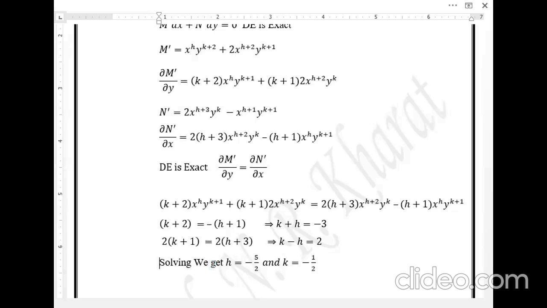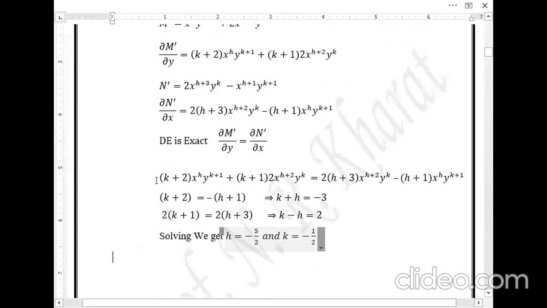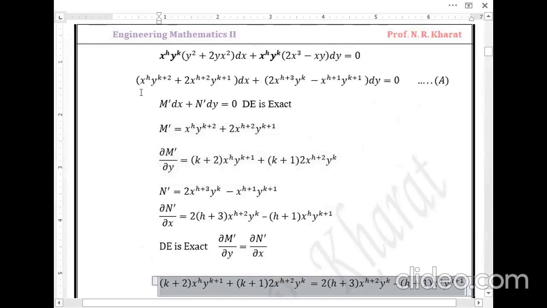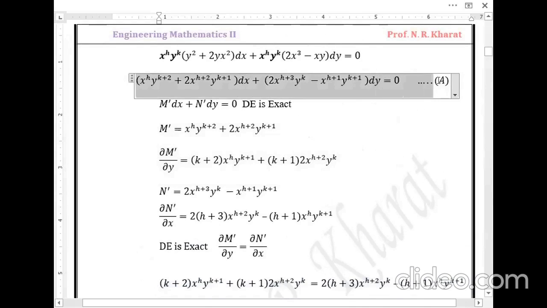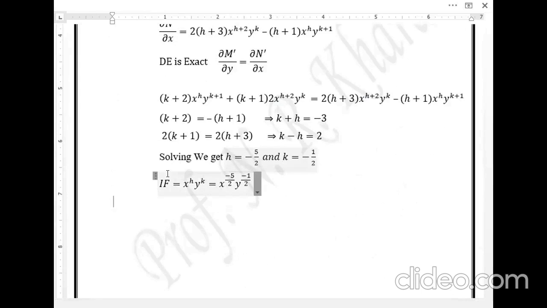So we have to find the values of h and k by solving the simultaneous equations. H equal to minus 5 by 2 and k equal to minus 1 by 2, putting the values of h and k in this equation. The equation becomes this equation A. So we have to replace the values of h and k. We have to just put the values. The differential equation is exact, because my multiplying factor, that is the integrating factor, is x raised to minus 5 by 2 and y raised to minus 1 by 2.